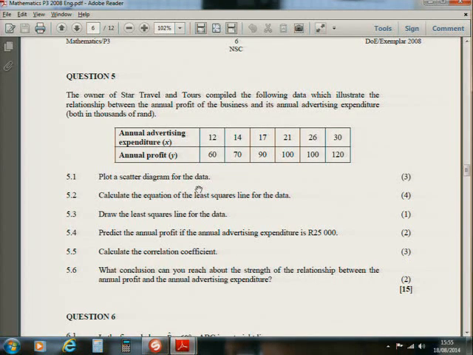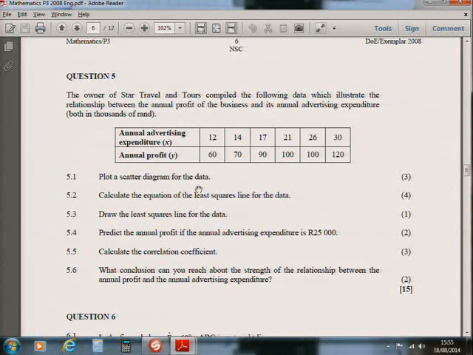And then, I hope I'm correct, 21 is 100 rand. 26 is 100 as well. When you spend 26 rand, you also again get 100. Good. And then 30 is 120. Good. There we are.